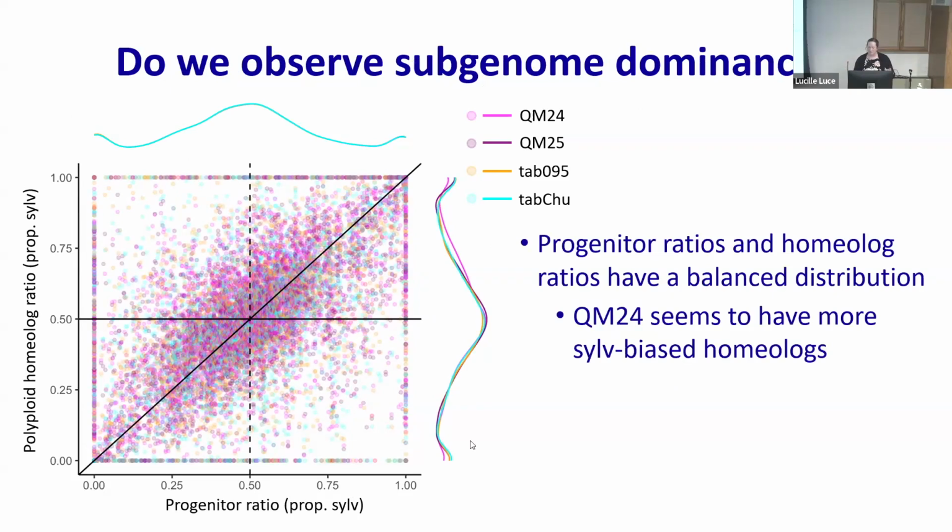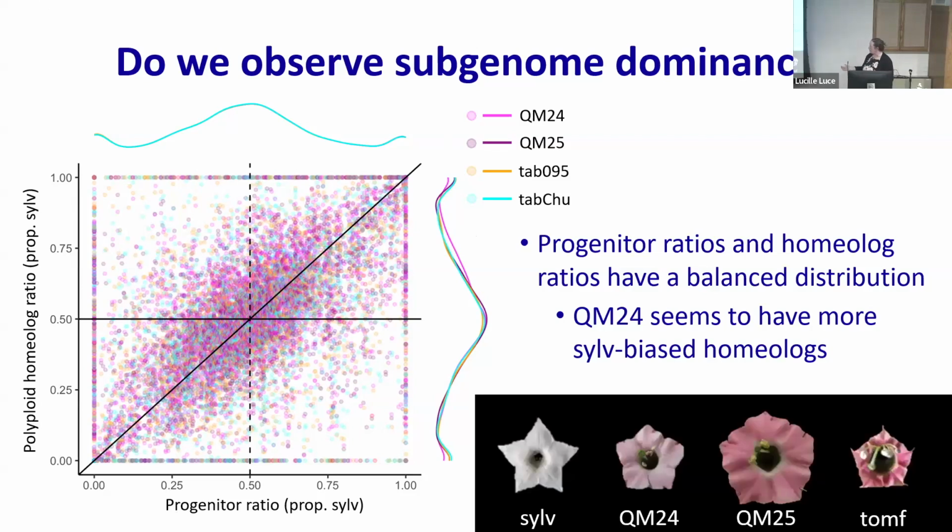And we can see that our progenitor ratios and most of the ratios of our polyploids are pretty balanced. We have a relatively symmetrical curve here. But we see this pink one, we have this line that is a little bit higher on one side than the other. So QM24 seems to have a little bit of a bias towards sylvestrous biased homologs over tomentosiformis.